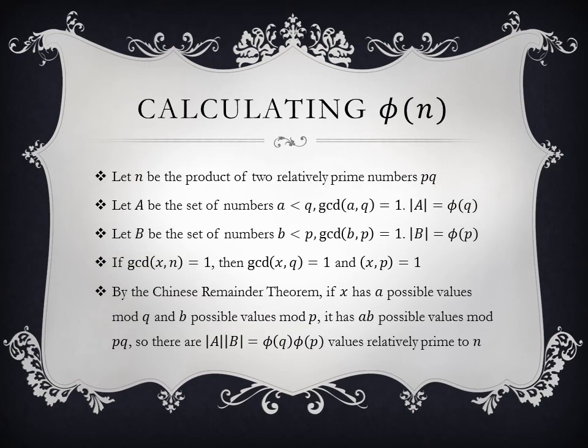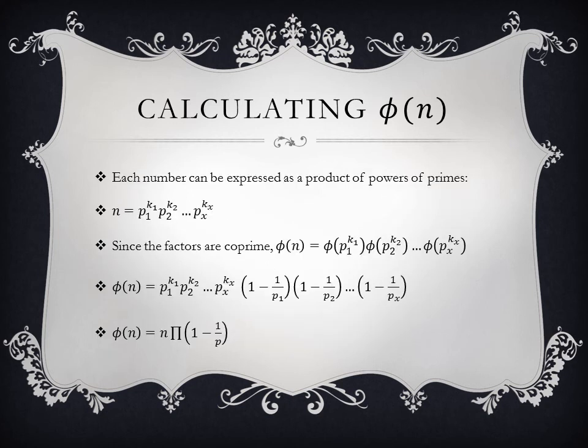The other case we need to analyze is the product of two relatively prime numbers. We'll create two sets of numbers, A and B, where A is the set of numbers mod q that are relatively prime to q, and B is the set of numbers mod p that are relatively prime to p. Every number that is relatively prime to n is also relatively prime to both p and q, so we can pick any value from set A and any value from set B and use the Chinese remainder theorem to solve for a value that is relatively prime to n. Therefore, phi of n is the size of set A times the size of set B, or phi of q times phi of p.